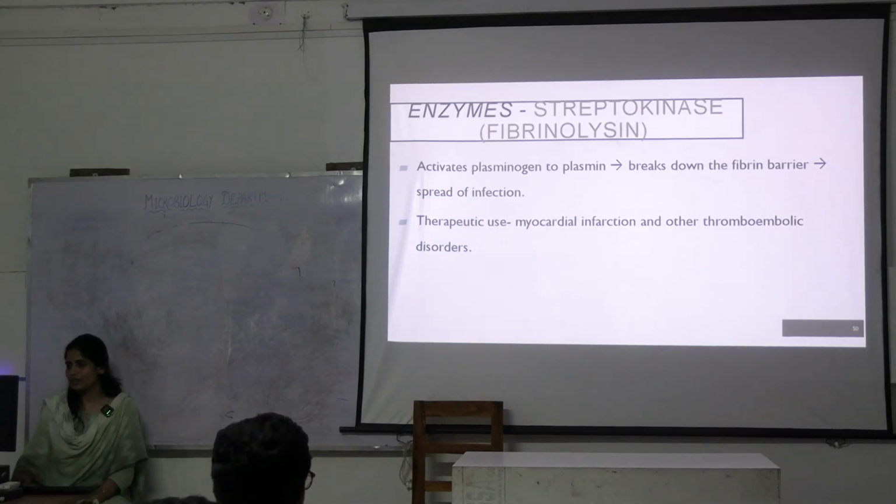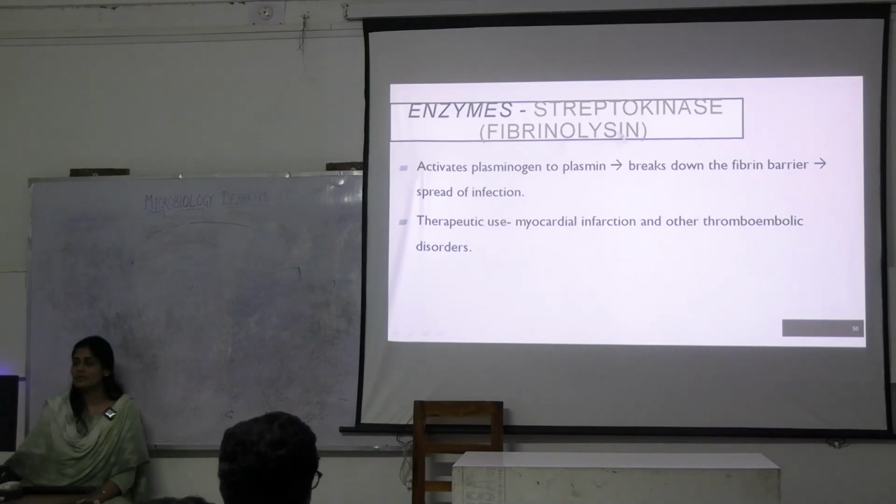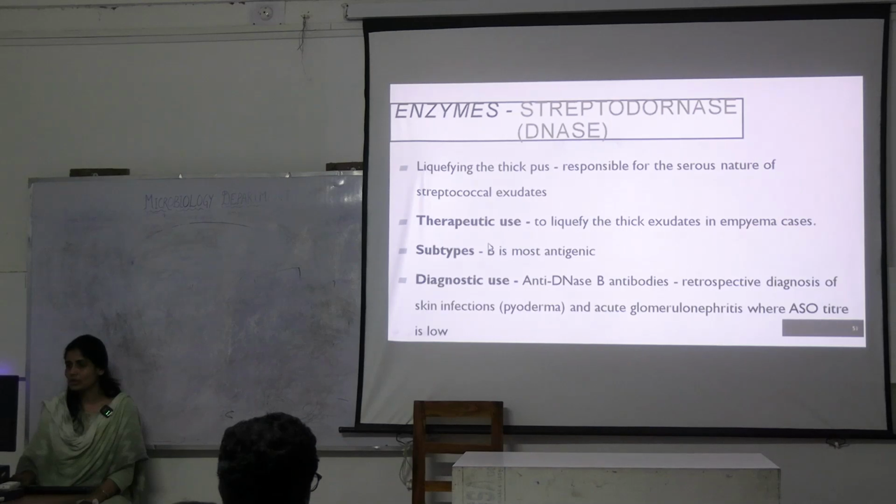Streptokinase, same as staphylococcus. Have you heard of streptokinase being used in myocardial infarction? This has a therapeutic use also. We use this in myocardial infarction and other thromboembolic disorders. To dissolve this embolus, we can use this toxin. Okay, so it has this therapeutic usage also.